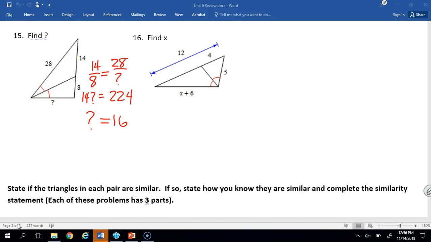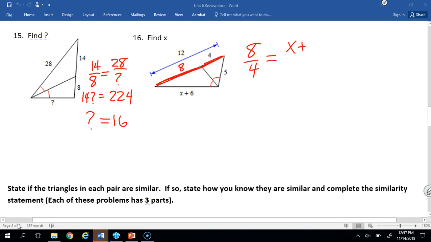So over here on the right, we have another one. And I'm going to go ahead and find this missing part right here. And 12 minus 4 is 8. So now I'm going to use that to set up the problem. So I could say 8 over 4. Again, we got this side of that triangle versus this side. So 8 over 4. And then we've got the other sides, the opposite sides. And we're talking about the triangle on the left, which is the 8. So that's x plus 6. And then the triangle on the right, which is the 5.